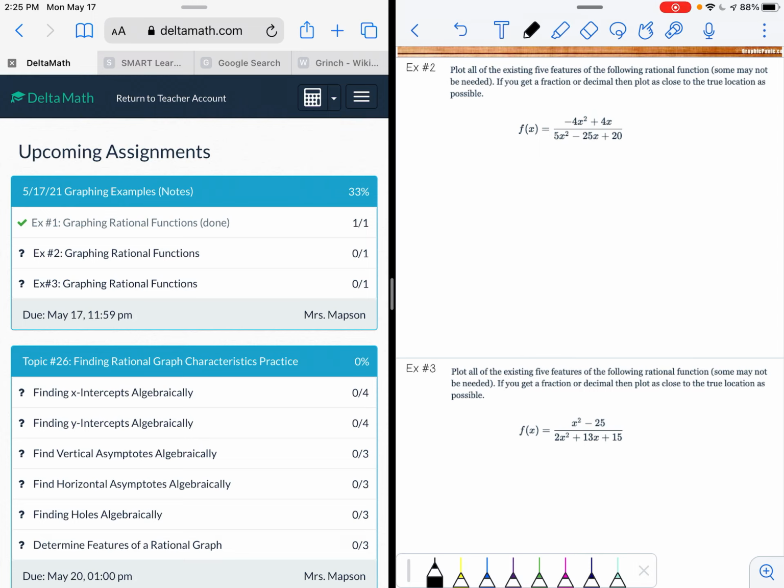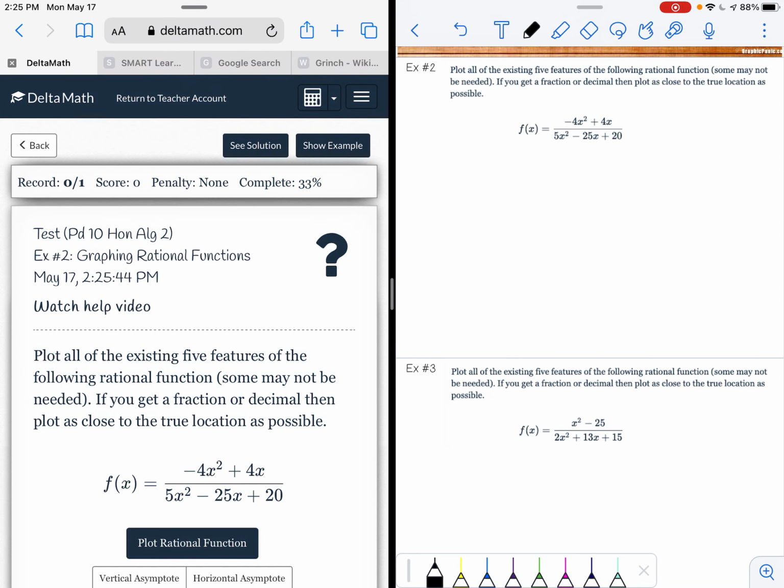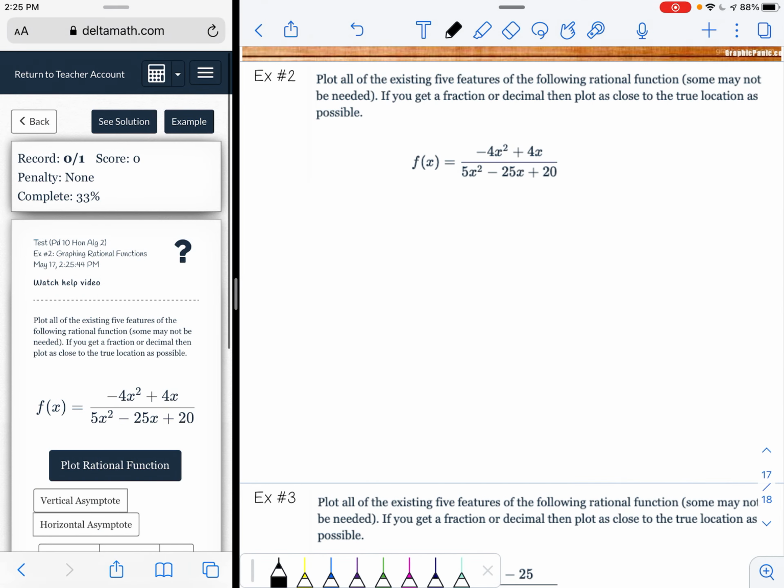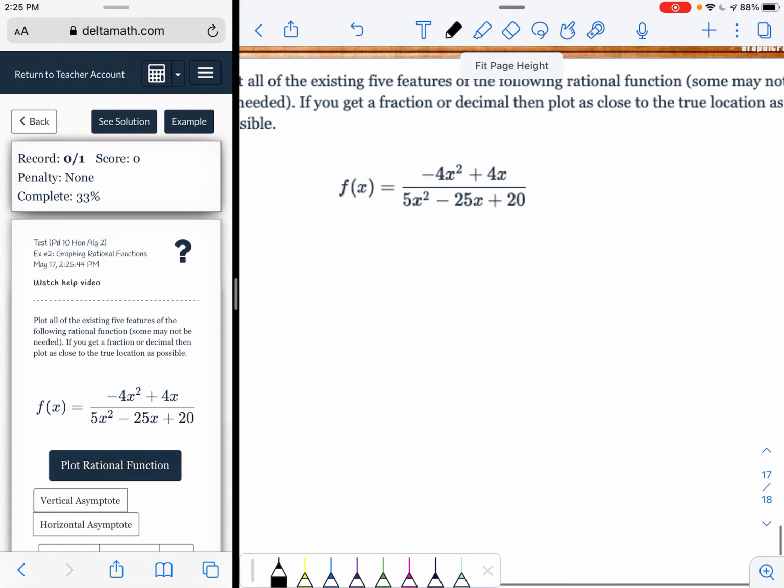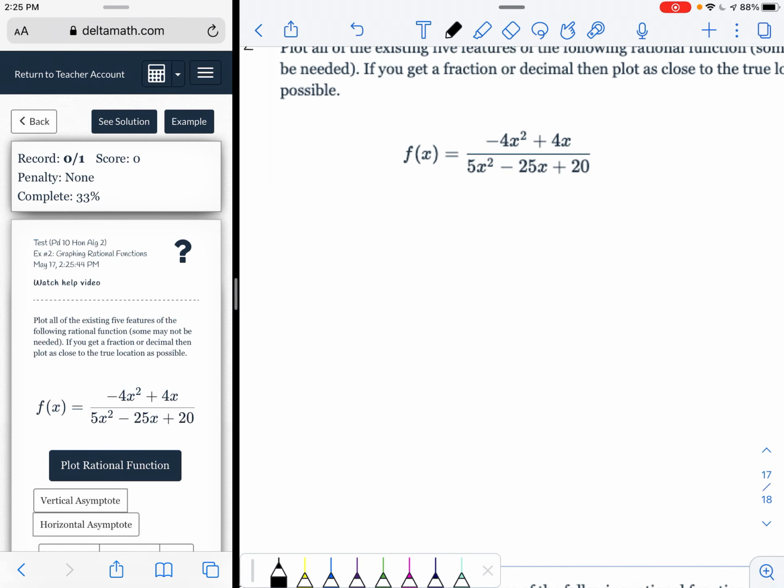So I'm going to go ahead and do some graphing examples here. Let's do example number 2 of the graphing examples nodes. I'm going to click on that to open it up in Delta. Okay, so you can see that I have the same thing up on my screen over here. I'm going to slide this over to make it a little smaller for right now.